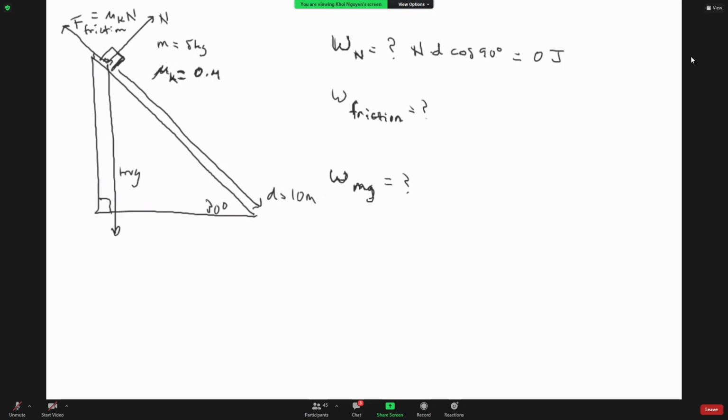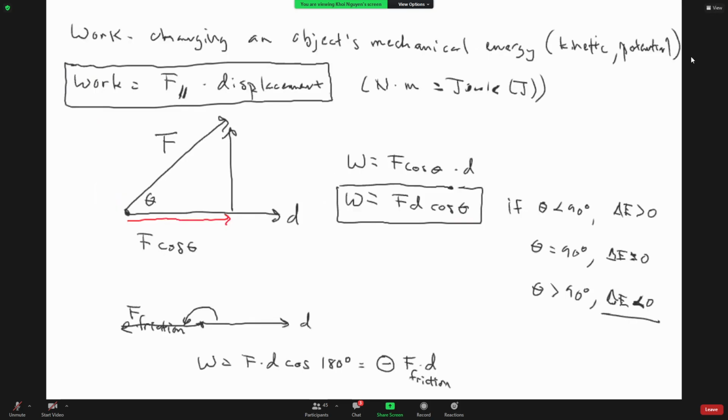What about friction? How do we define work? Work involves the angle in between the force vector and the displacement vector.